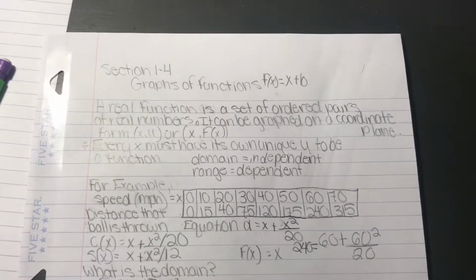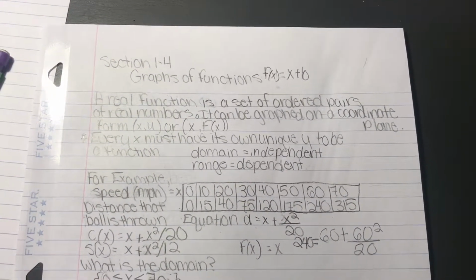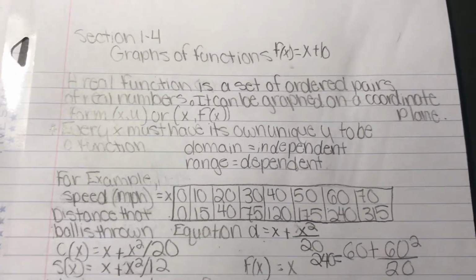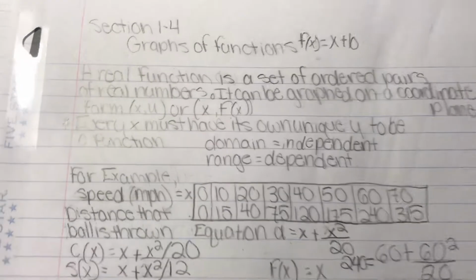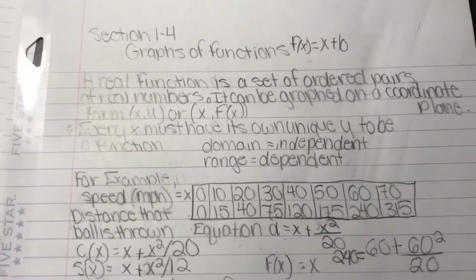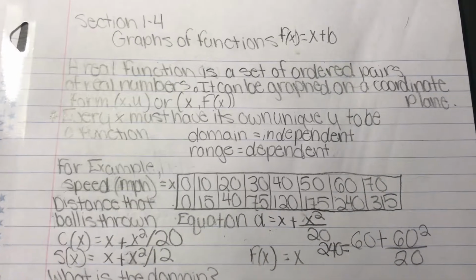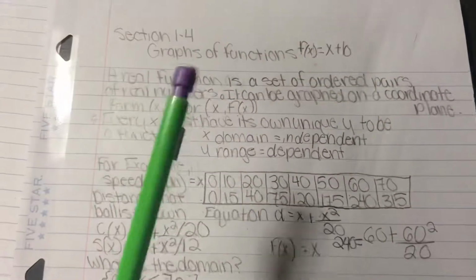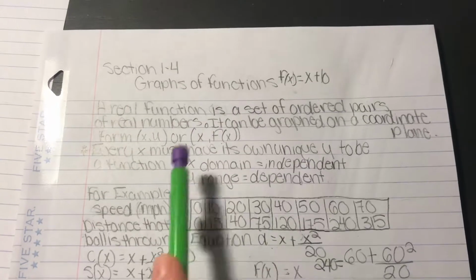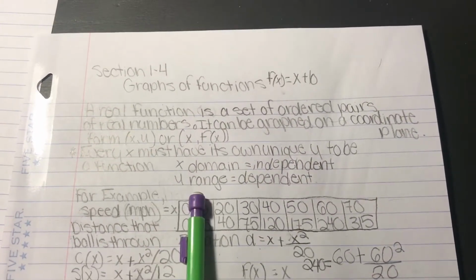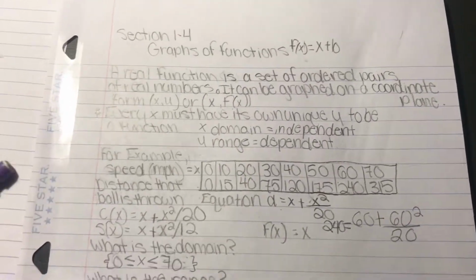This is section 1.4 and it's called graphs of functions. A real function is a set of ordered pairs of real numbers. It can be graphed on a coordinate plane in the form (x, y) or (x, f(x)). Remember that every x must have its own unique y to be a function. The x is the domain, which is the independent variable, and the y is the range, which is the dependent variable.